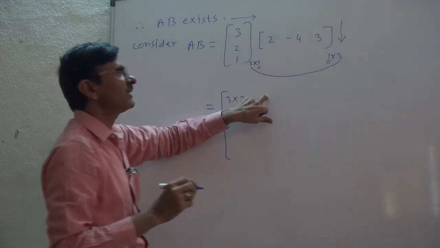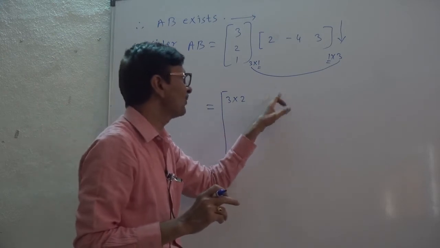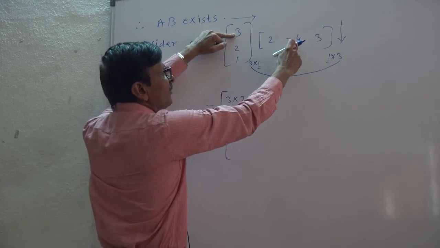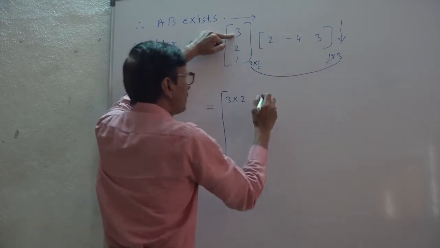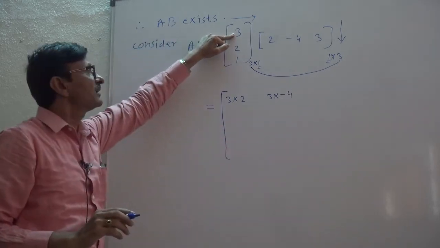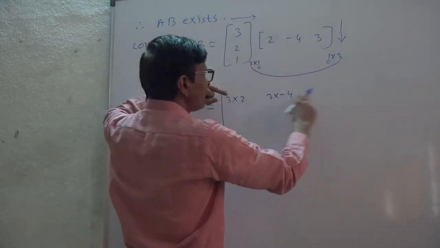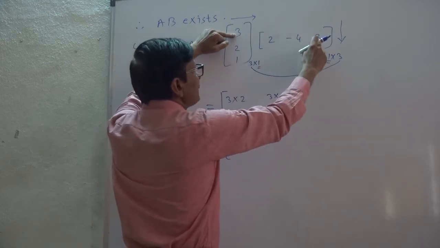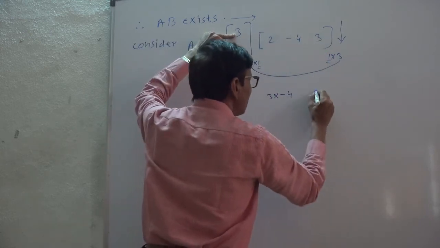Now the next element: what is the position of this element? It lies in the first row and second column, keeping the row same, changing the column. Take the product of corresponding elements. So it is 3 into minus 4. The next element's position is first row, third column. Again the row is the same, changing the column. So the product is 3 multiplied by 3.